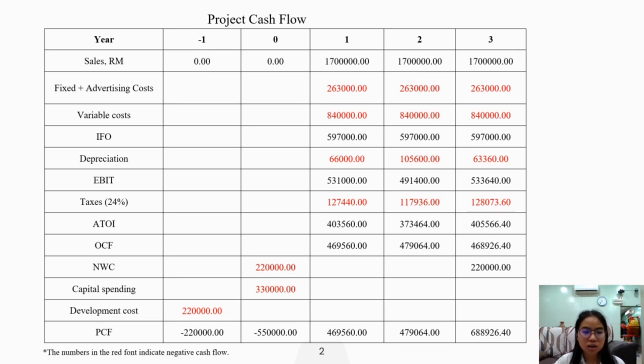So for the PCF, we can see that years -1 and 0 are negative values, and then starting from year 1, 2, and 3, it is positive cash flow and the value is increasing. The numbers in red font indicate negative cash flow.